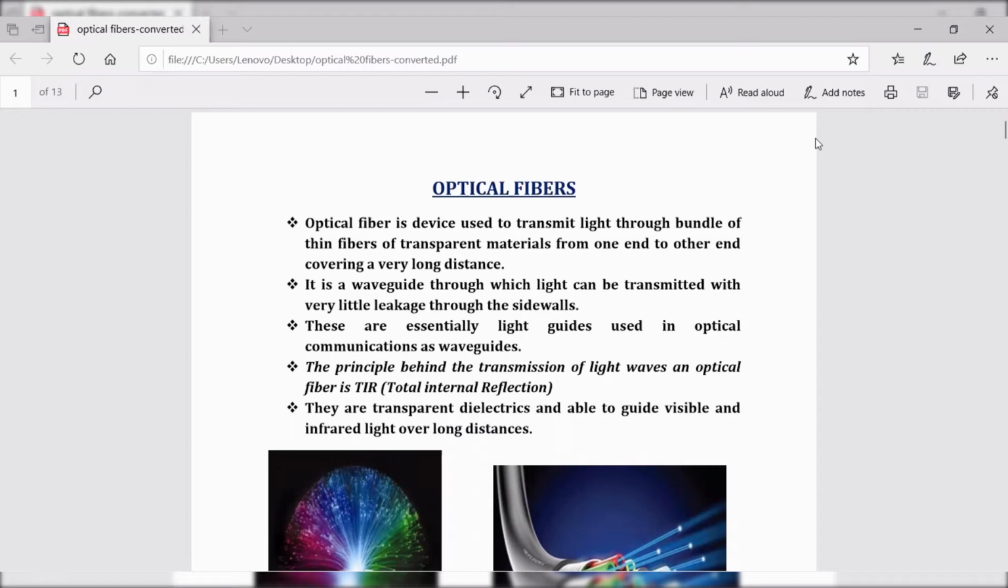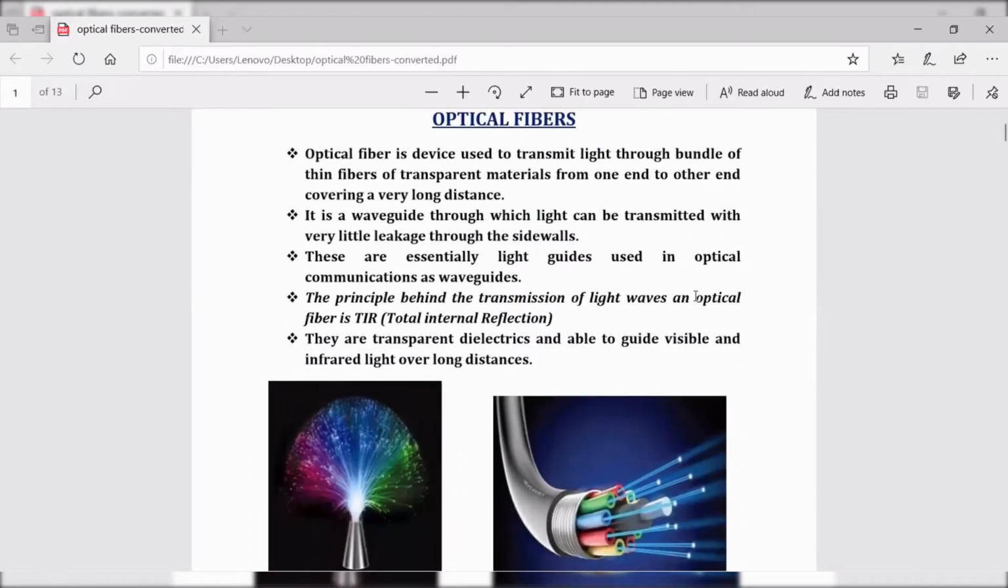Let us know what is an optical fiber. Optical fiber is a device used to transmit light through a bundle of thin fibers of transparent materials from one end to the other end, covering a very long distance. That is, it is a device used to transmit light from one end to the other end, covering a very long distance.